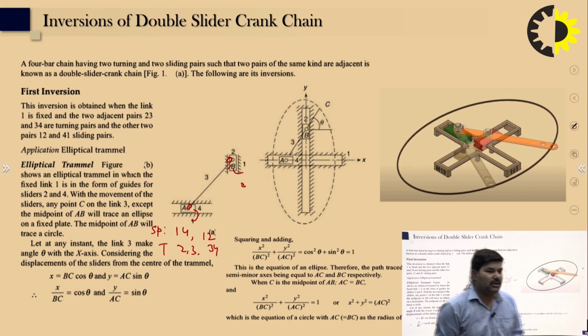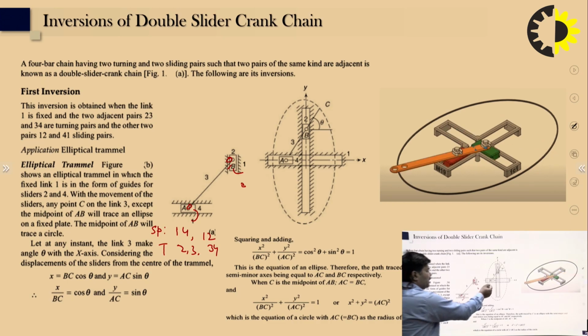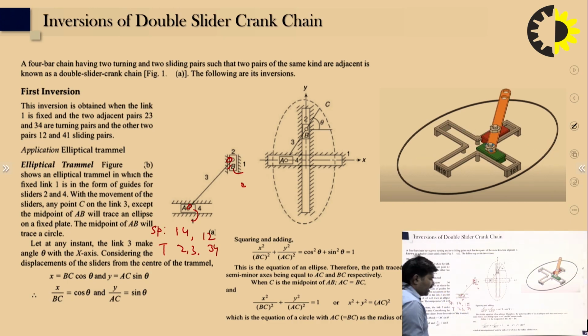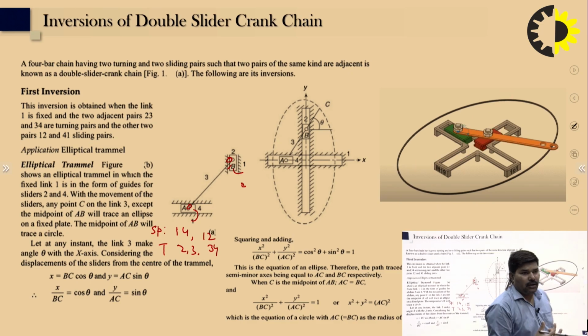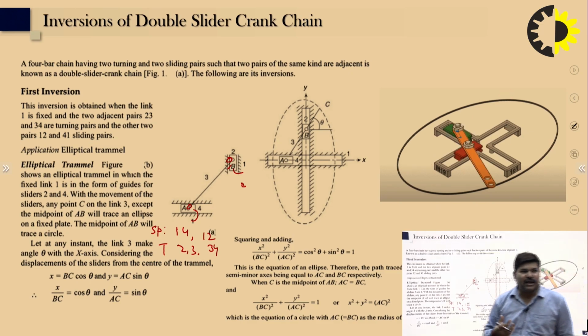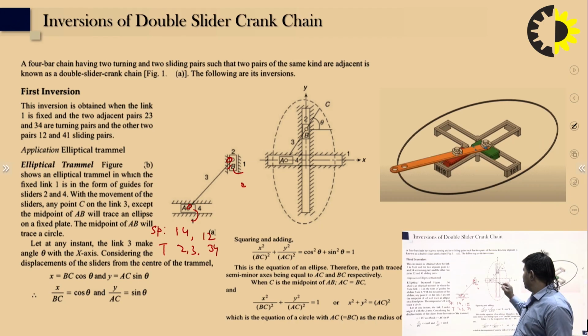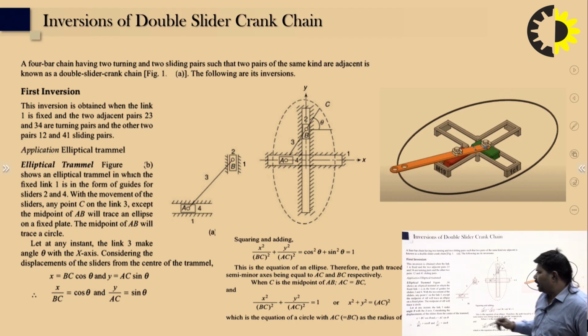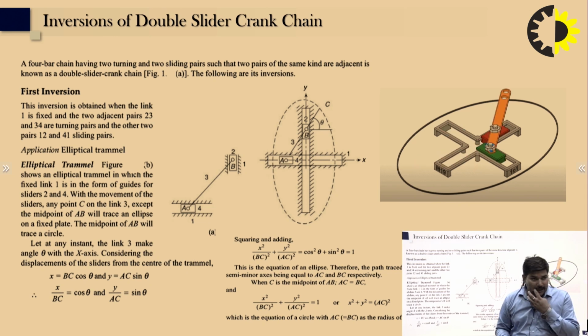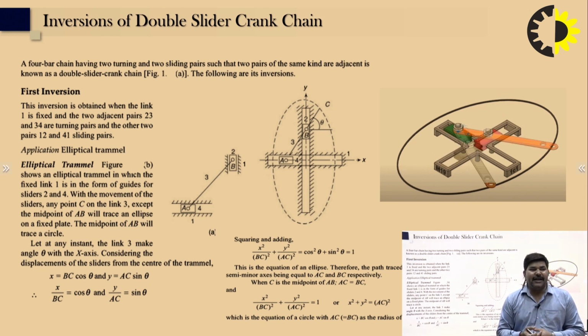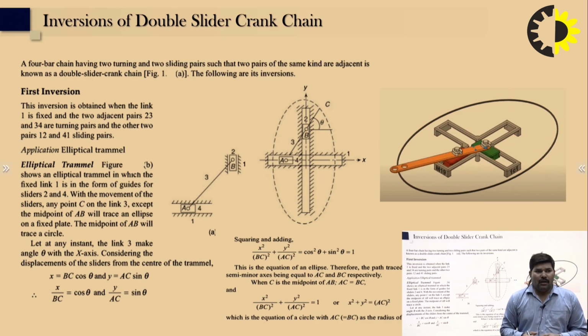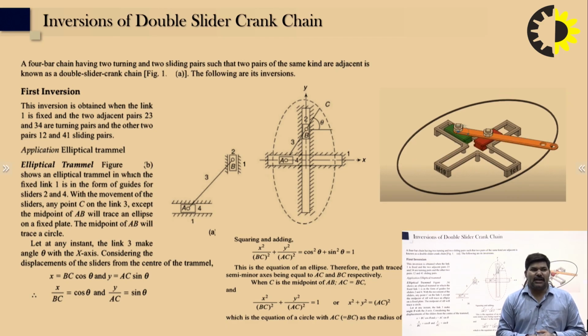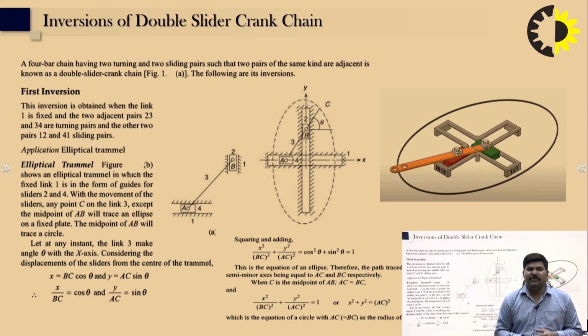You can see this in the elliptical trammel. We can draw the ellipse, where link 1 is the fixed one, and the guide sliders are 2 and 4. With the movement of the sliders, any point C on link 3, except the midpoint of AB, will trace an ellipse on a fixed plate. The midpoint of AB will trace a circle.